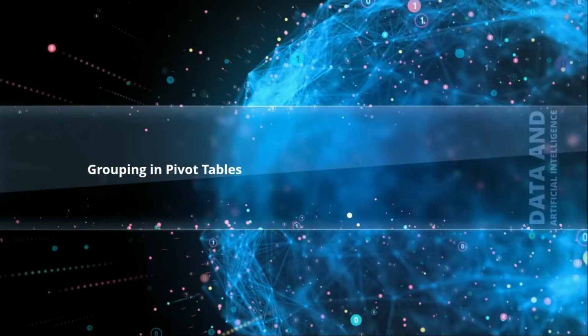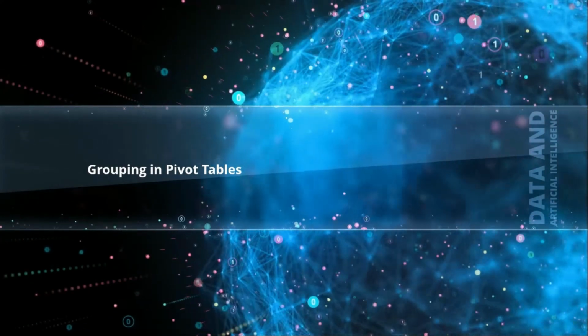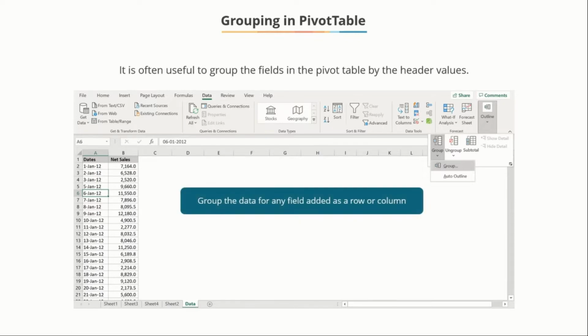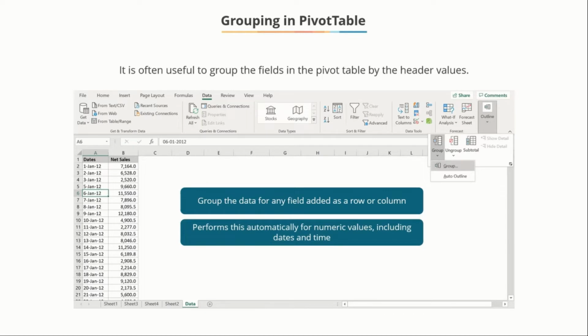Let's now study the next topic: grouping in pivot table. It is often useful to group the fields in the pivot table by the header values. Grouping data in a pivot table allows us to group the data for any field added as a row or column. Excel can do this automatically for numeric values, including dates and time. Let us understand this concept in detail with the help of an example.